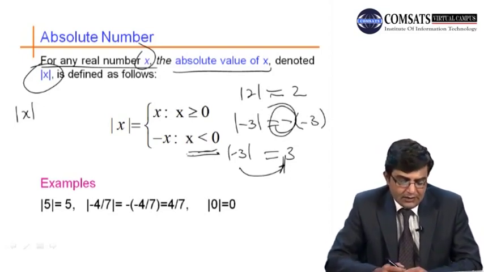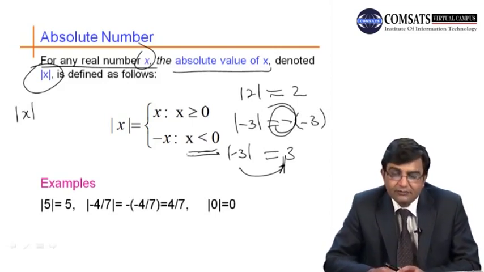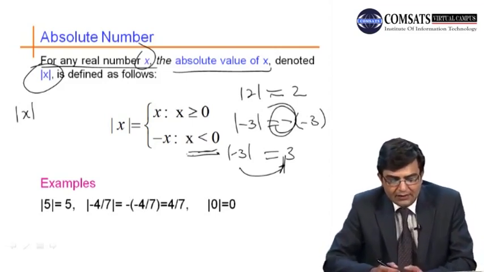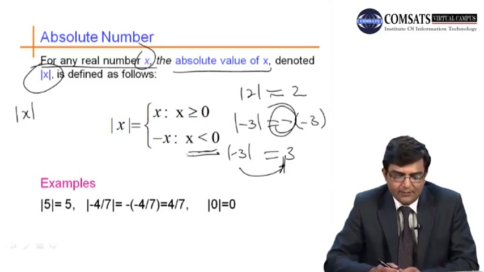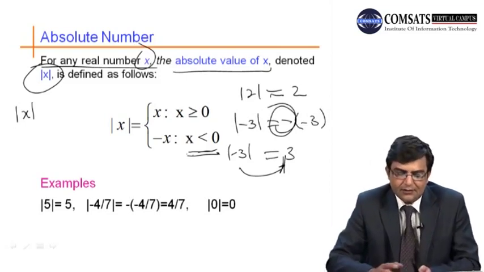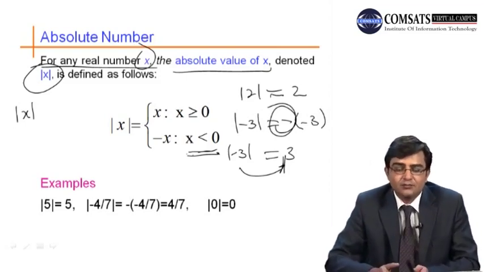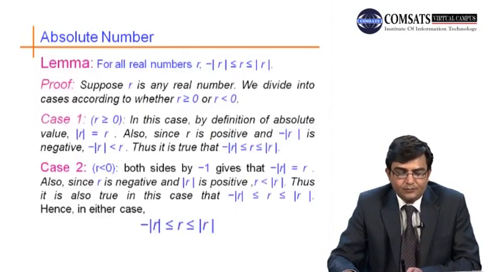For example, the examples are given at the bottom of the slide. So the absolute value of 5 remains 5 because 5 is a positive number. But minus 4 by 7 is a rational number; it still is a real number. So minus the absolute value of minus 4 by 7 is basically minus of minus 4 by 7, and it becomes 4 by 7. The absolute value of 0 is 0. So this is how we take the absolute value of any number.